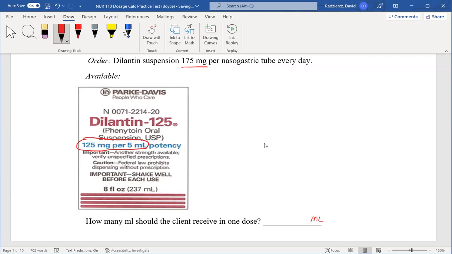Okay. And then I'm going to take my order divided by my available times my quantity. Again, this is 5 milliliters this time. 175 times 5 gives you 875, divided by 125 gives you a nice even 7 milliliters.